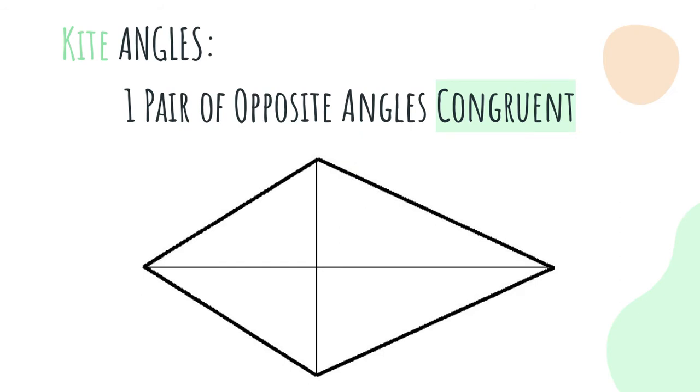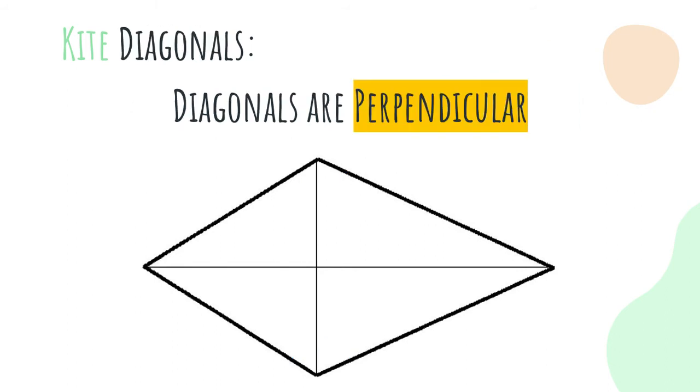So a kite has one pair of opposite angles that are congruent. And remember, if we have things that are congruent, that means that we set them equal. A kite's diagonals are perpendicular. This means that they're 90 degrees. This is the exact same property we had for a rhombus, but a rhombus has other things that are true that a kite does not have, which is why these two are not connected on our flowchart.